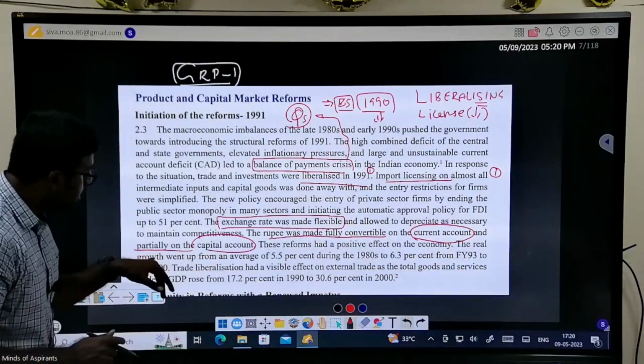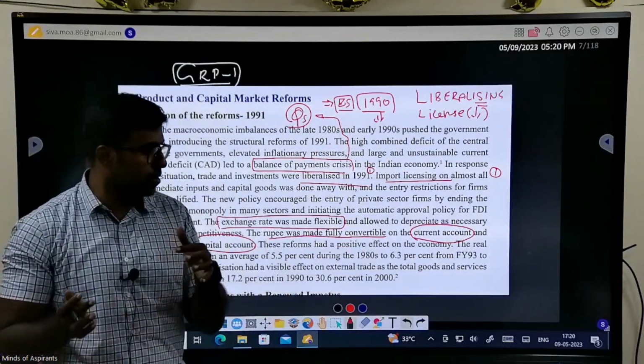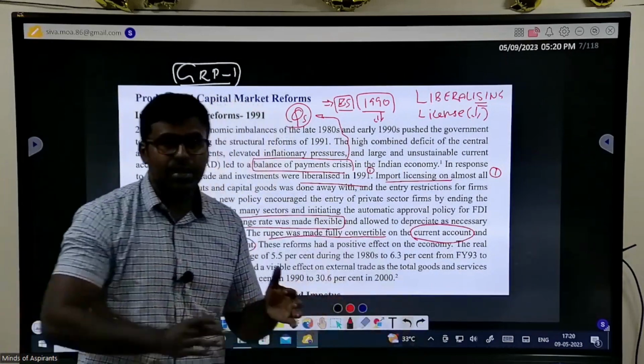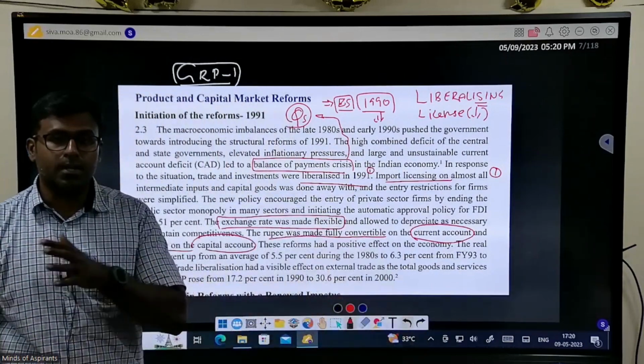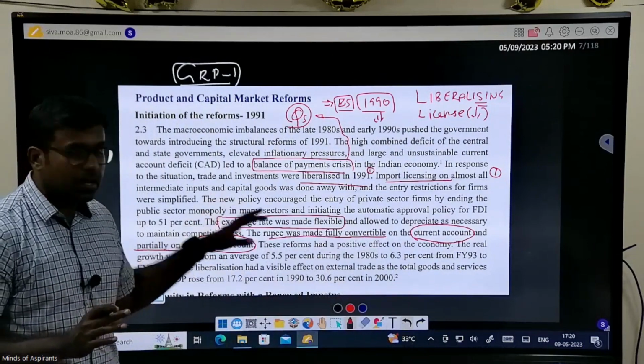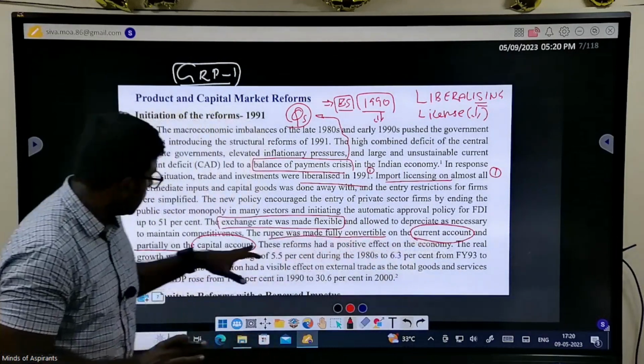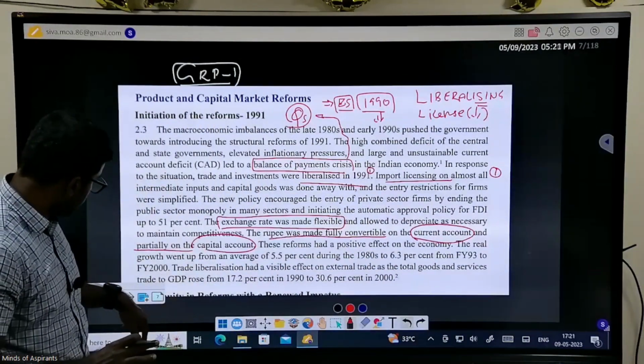But capital account is partially convertible now. It means that if a person is investing in India, that person cannot take away the complete money easily. That is the meaning of partial convertibility. So you have full convertibility in current account, not in capital account. Remember, this is one question.